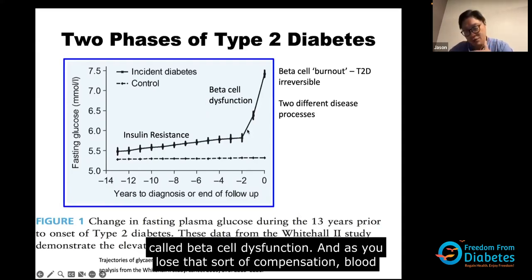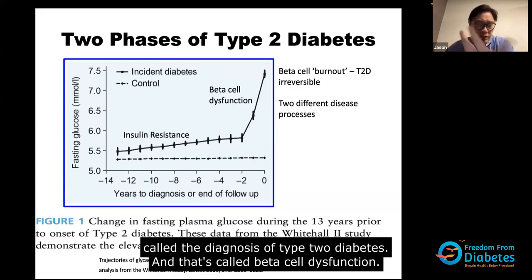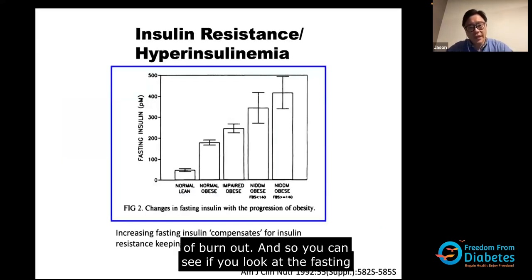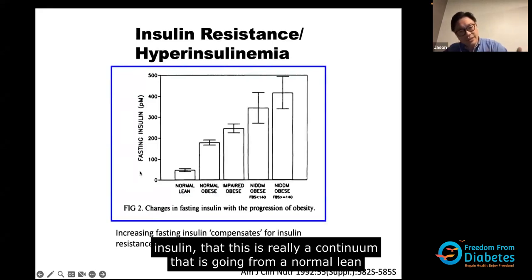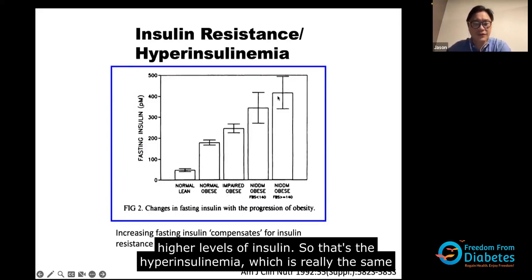And as you lose that compensation, blood glucose goes up very high. And that's when it becomes something called the diagnosis of type 2 diabetes. And that's called beta cell dysfunction. And that's thought because the beta cell in the pancreas is thought to burn out. And so you can see if you look at the fasting insulin that this is really a continuum. That is, going from a normal lean person to obesity to type 2 diabetes and so on, you have higher and higher levels of insulin.